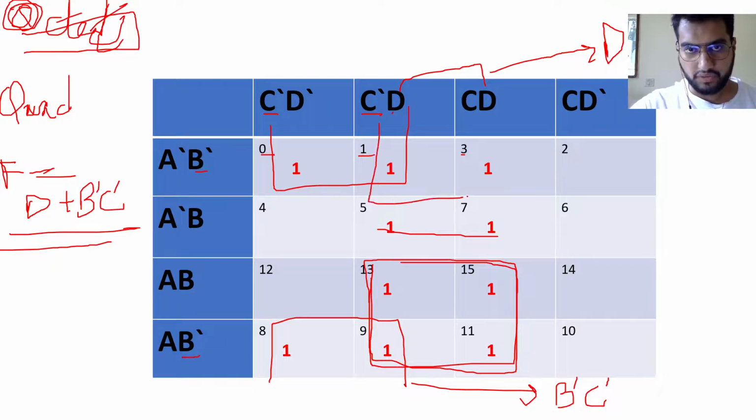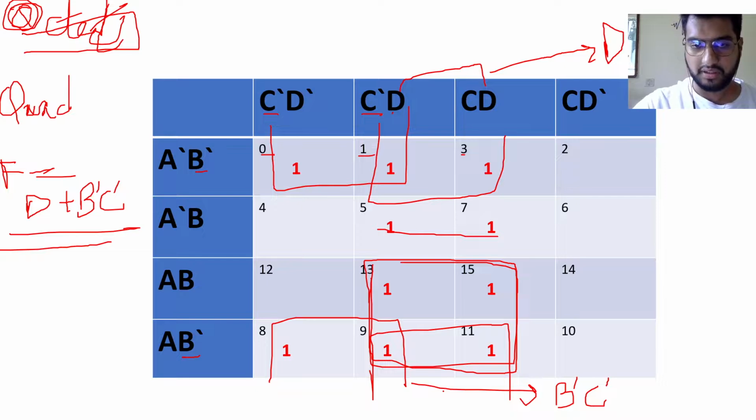And we have this another chord 1, 3, 9, 11. So this chord covers 9, 11, 1, 3. And this another chord covers 9, 11, 13, 15. So this 9, 11 is covered by two chords. Among them, both of them are prime implicants.